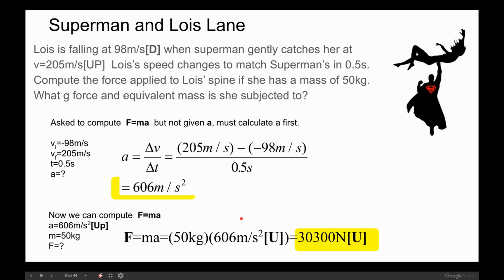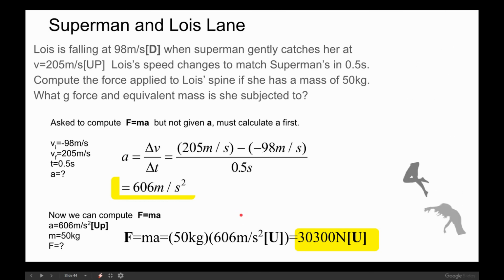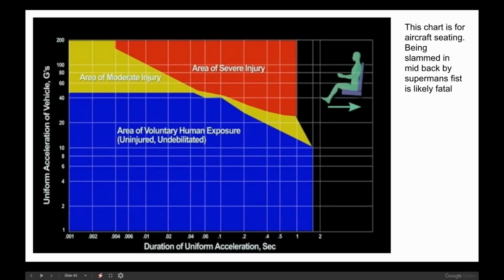I'm already thinking that this 606 meters per second squared is 60 g. I have a horrid feeling that this is not going to go well for Lois. I think that 60 g hitting her in the spine, it's more like that is what's going to happen. And now what would 60 g's do to a person?